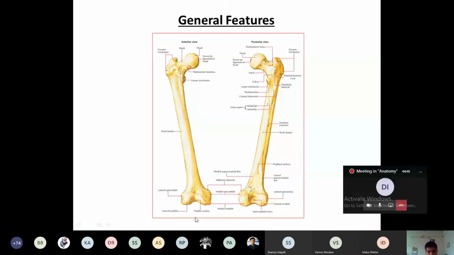And now come to the lower end. At the lower end, the important features are the condyles. See, these are the two condyles, the lateral condyle and the medial condyle. In between the two condyles there is the intercondylar fossa. You can see this intercondylar fossa when you look at the femur from the posterior side. This one is the intercondylar fossa, and there is a line also between the two.